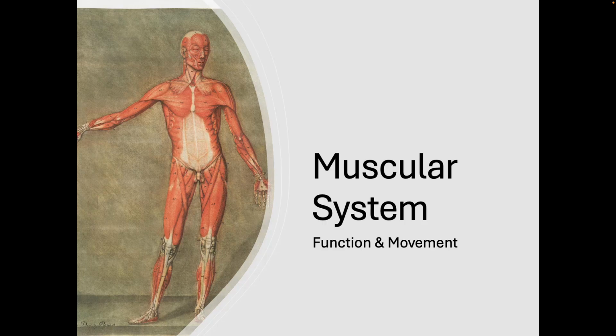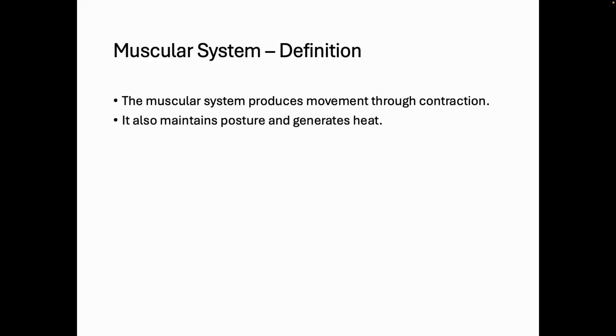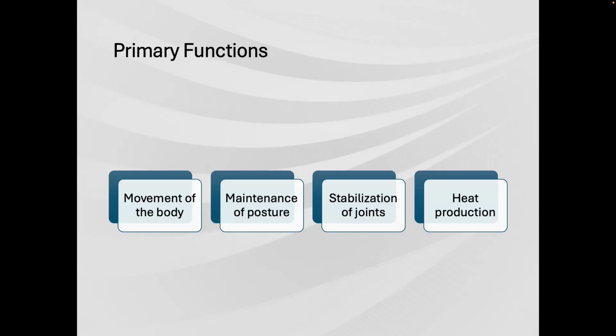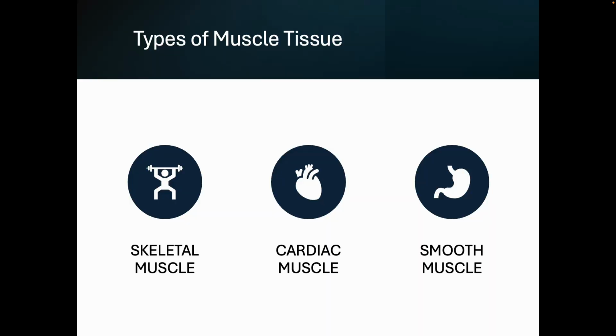Getting closer to where we need to be. Remember, the muscular system produces movement through contraction, and it maintains posture and generates heat. Don't forget the heat part. Bring on the heat. Functions: movement, posture maintenance, stabilizing joints, and heat production. Three types: skeletal, cardiac, and smooth.